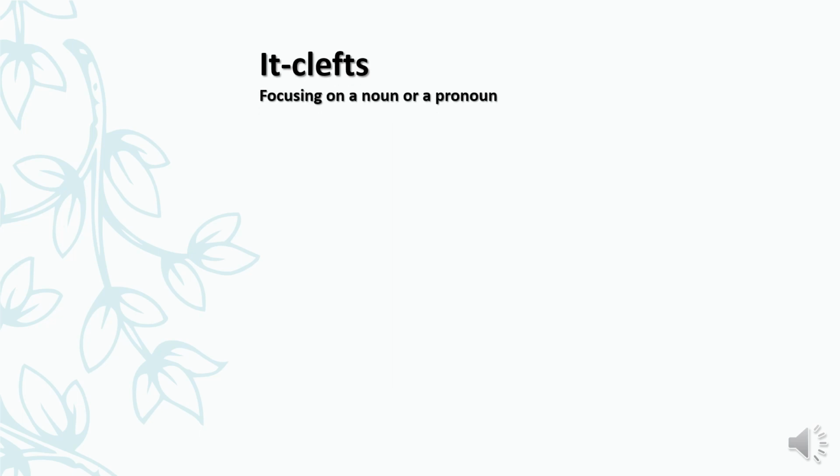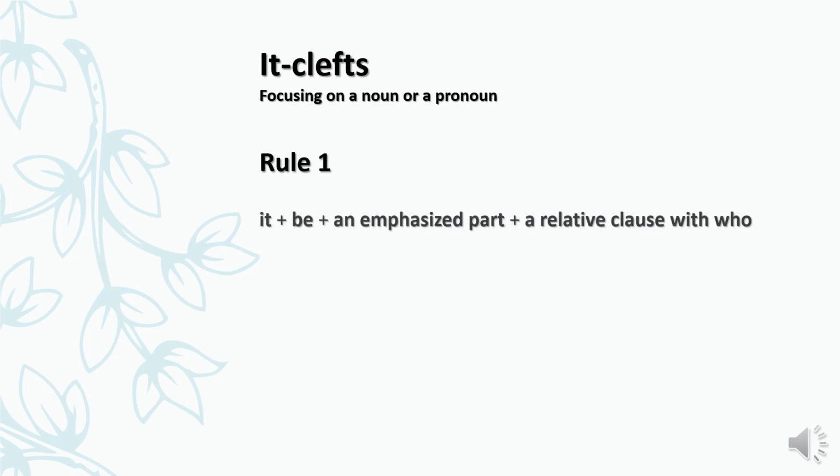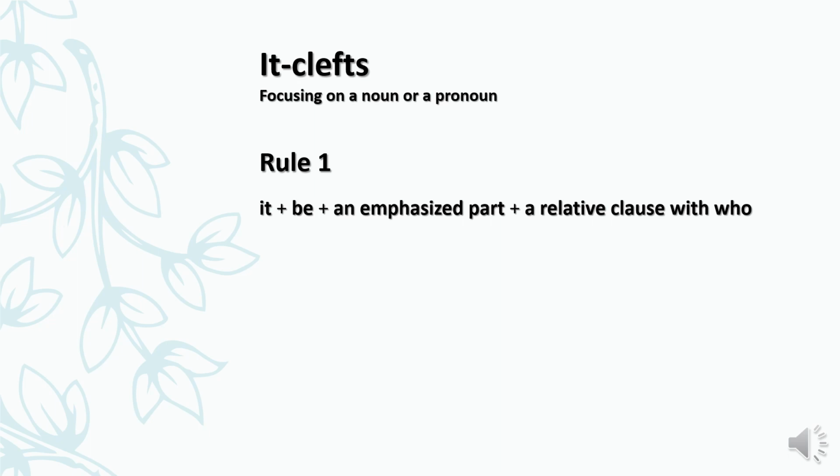It-clefts. We usually use it-clefts when we want to focus attention on a noun or a pronoun. We have three rules in this case. Rule number 1. We form it-clefts with it plus be plus an emphasized word plus a relative clause with who.